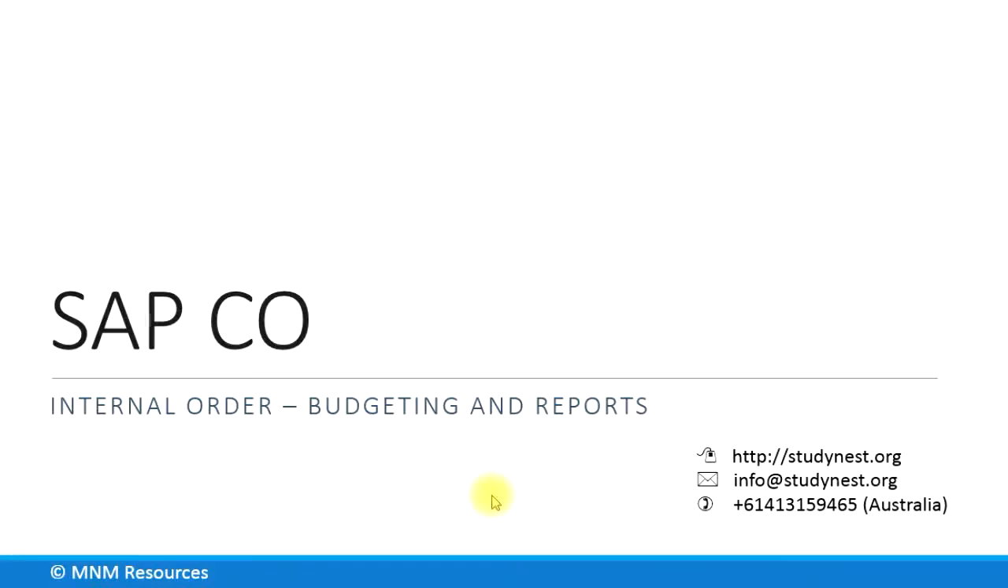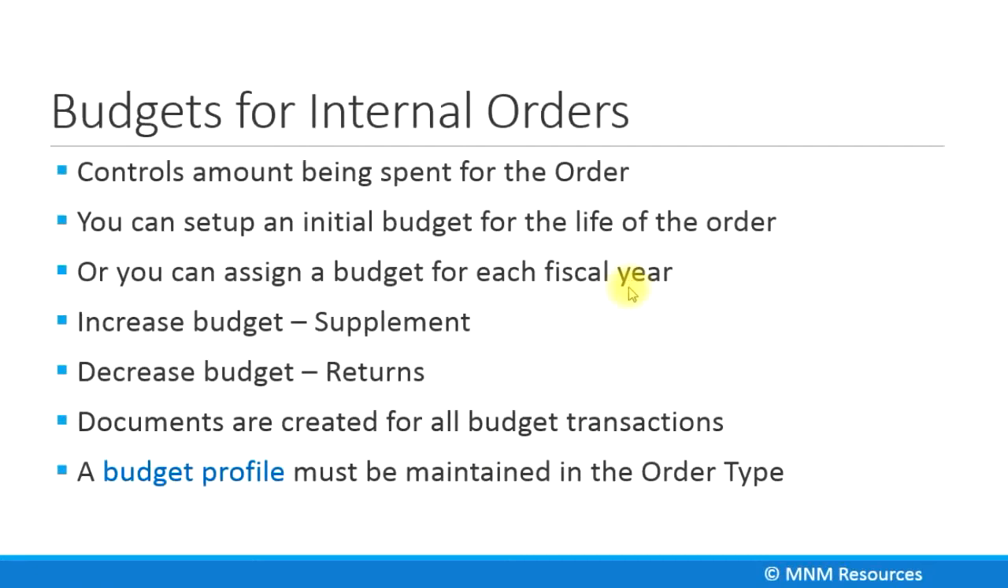Let's look at budgeting and reports for internal orders. Budgets for internal orders controls the amount being spent for that particular order. So if you assign a budget for an internal order, for example $1,000, then you cannot exceed more than $1,000. That's what it basically means. Budget is actually like a control.